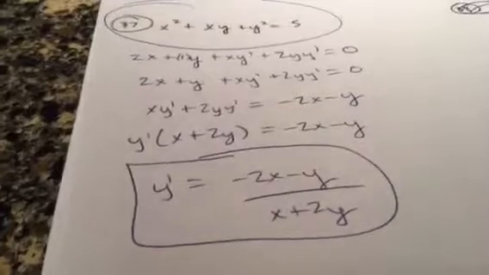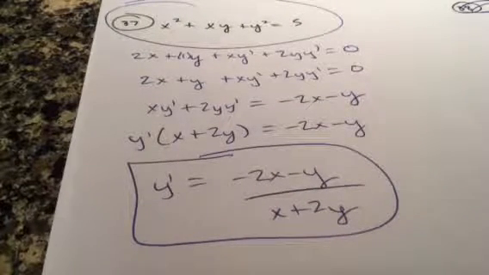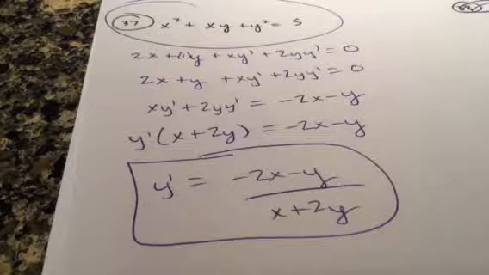What are we doing here? 37. This is what we have for 37. All right, put the y primes together and divide. And folks, that is the last question on your final exam review.